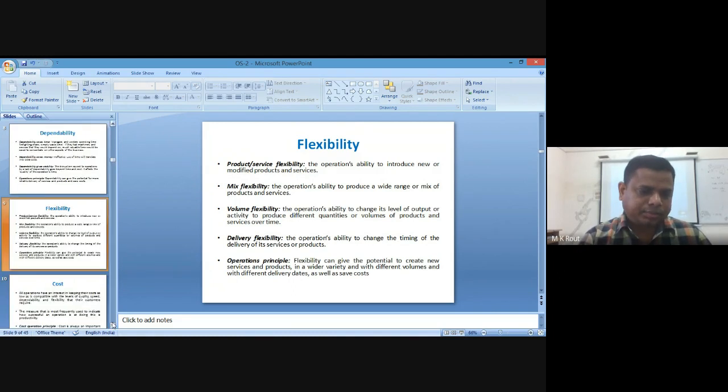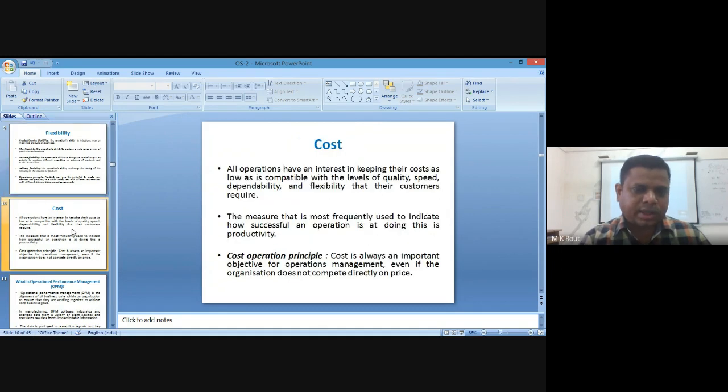Moving to the next one, the last and most important thing is that all operations have an interest in keeping their cost as low as is compatible with the level of quality. I just repeat, all operations have an interest in keeping their cost as low as is compatible with the level of quality, speed, dependability and flexibility that their customers require. So basically, the cost measure most frequently used to indicate how successful the operation is at doing this is productivity. So here the principle is used.